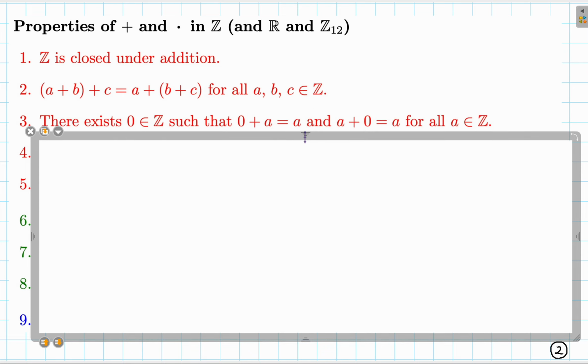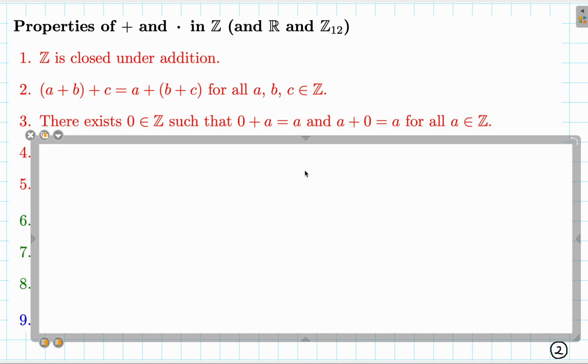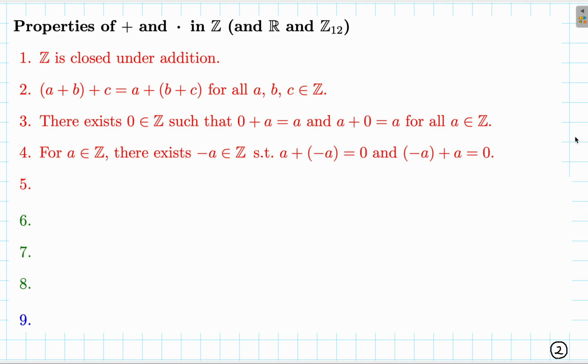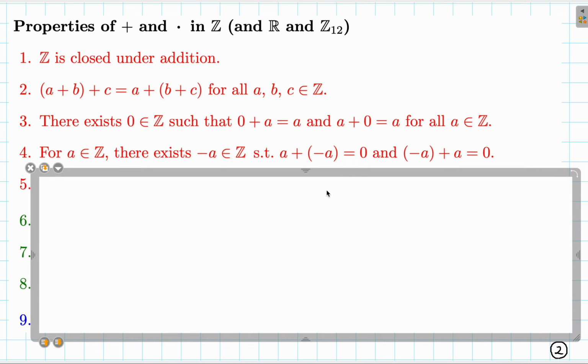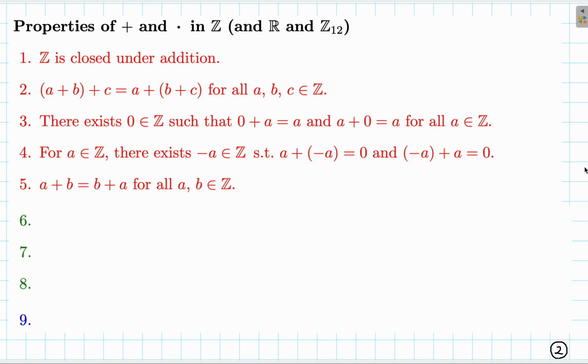Then we have the additive identity element 0, such that 0 plus a equals a and a plus 0 equals a for all integers a. Then we have the existence of additive inverses. For each a in Z, there exists negative a in Z, such that when you add them together, you get 0. Then we have commutativity of addition that we discussed earlier. In other words, a plus b equals b plus a for all integers a and b.